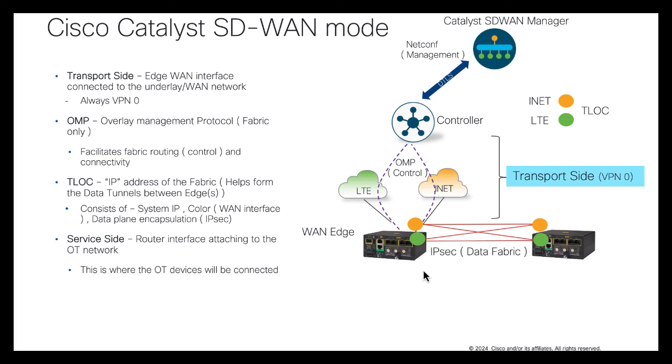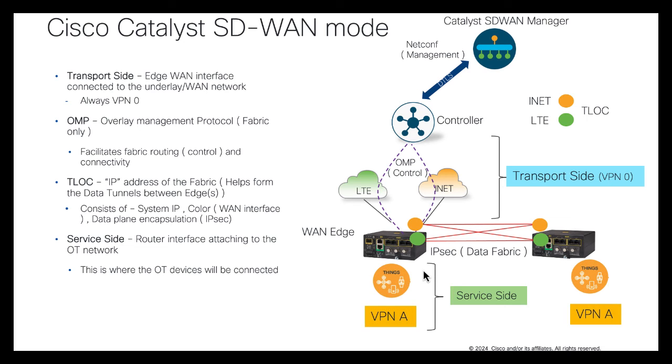The service side is the southbound connectivity or the interface attaching to the OT network. In our case, it is the service network where your IoT devices or users will connect. And this is where we define the concept of VPN segregation and segmentation. And this is where we can define the number of segments to connect, the types of traffic that we want to isolate, and the types of traffic that we want to advertise into the fabric using the OMP protocol.